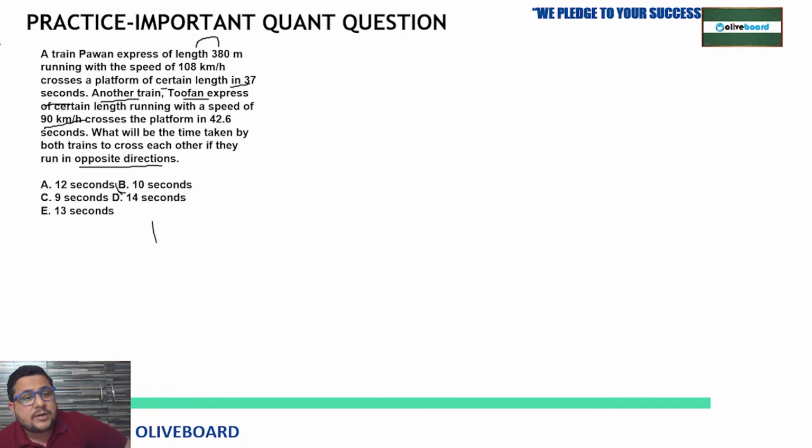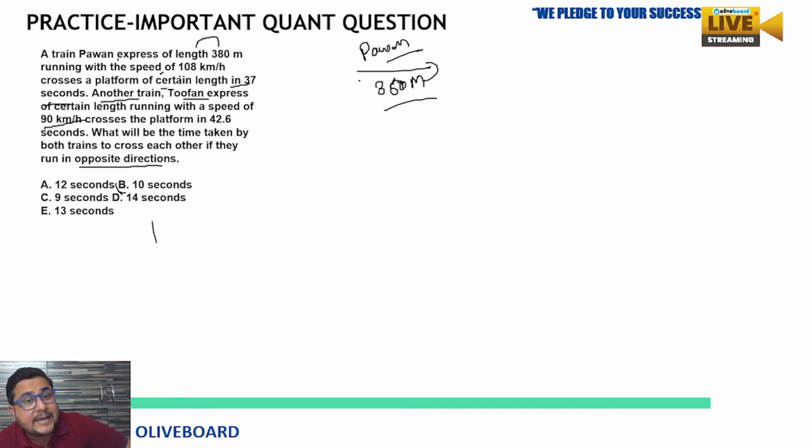This is based on what train? See what is given. A train Pavan Express of length 380 meter. So there is a train, and the name of the train is Pavan Express. It is 380-meter long with a speed of 18 kilometer per hour. So the speed is in kilometer per hour and the length of the train is 380 meter.